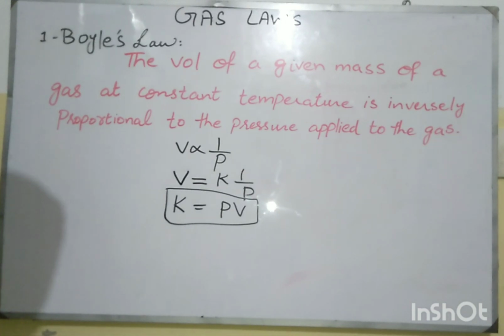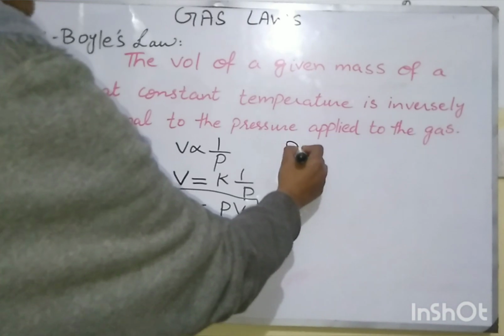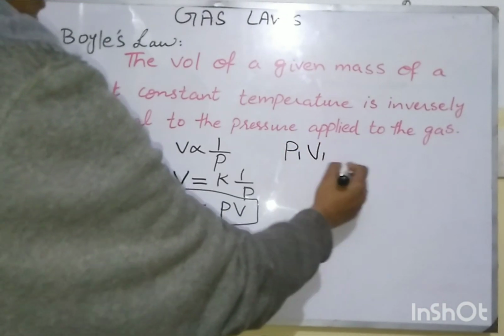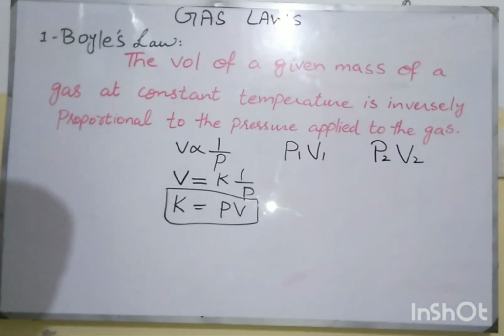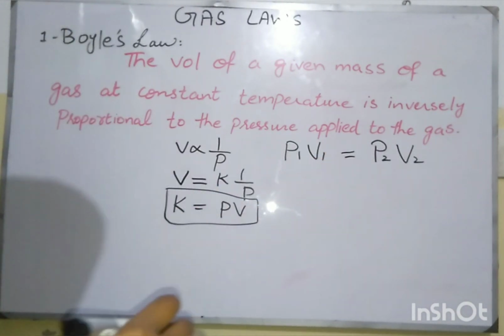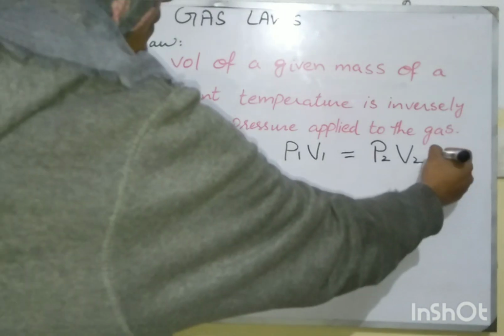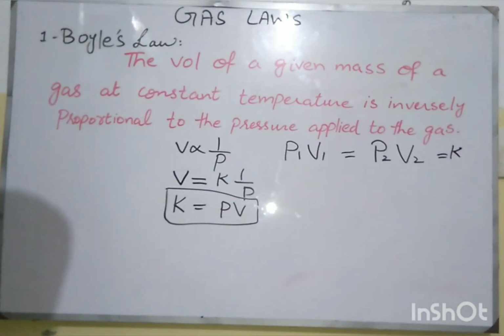Now, if we apply this law at initial pressure and volume values or at final pressure and volume values, we will see that the product of pressure and volume is a constant quantity. For example, we have an initial pressure P1 and volume V1. Similarly, we have a final pressure P2 and a volume V2. The product will always be constant, that is P1V1 equals P2V2 equals k. Now we will prove experimentally that this product of pressure and volume is a constant quantity.